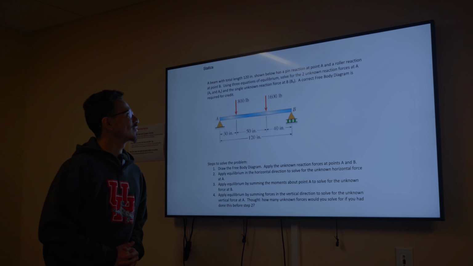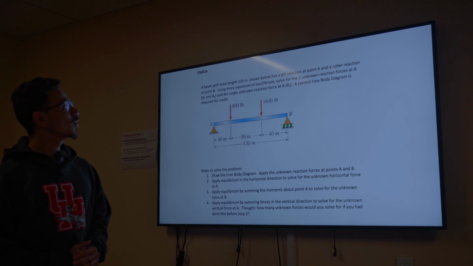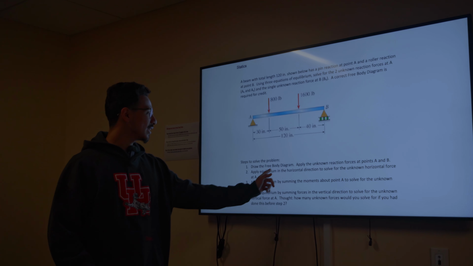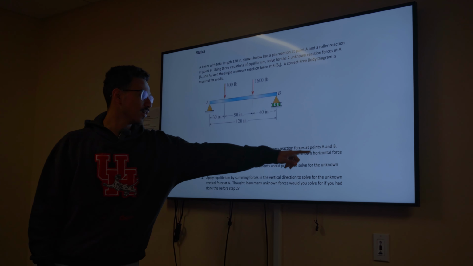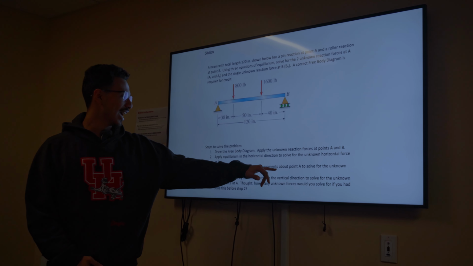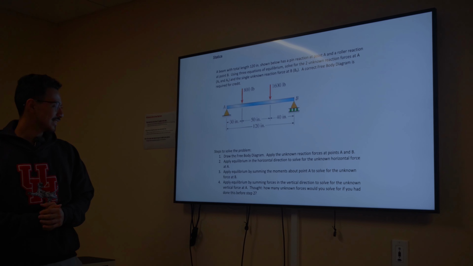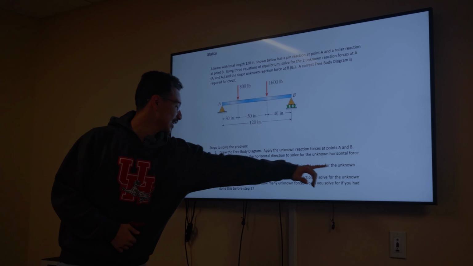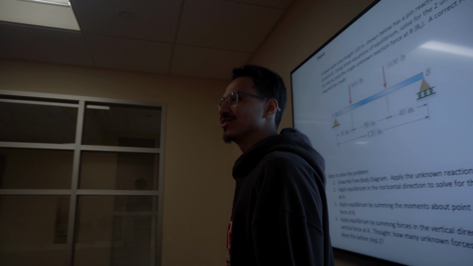A beam with total length of 120 inches shown below has a pin reaction at point A and a roller reaction at point B. So this problem is asking us to draw a free-body diagram, apply equilibrium in the horizontal direction to solve for the unknown horizontal forces, and then apply equilibrium by summing the moments about point A to solve for the unknown force at point B. And the final step is to apply equilibrium by summing forces in the vertical direction to solve for the unknown vertical forces at A. Now, I know that's a lot to take in, but first, let's start drawing the free body diagram.